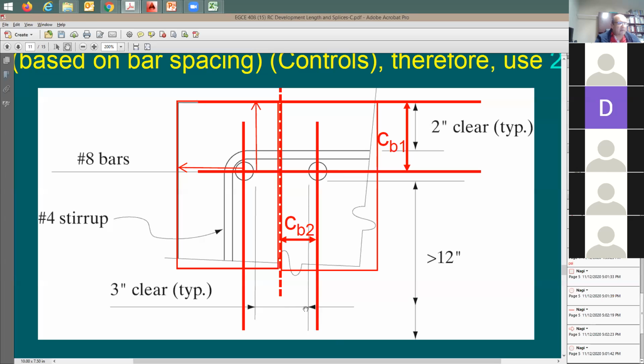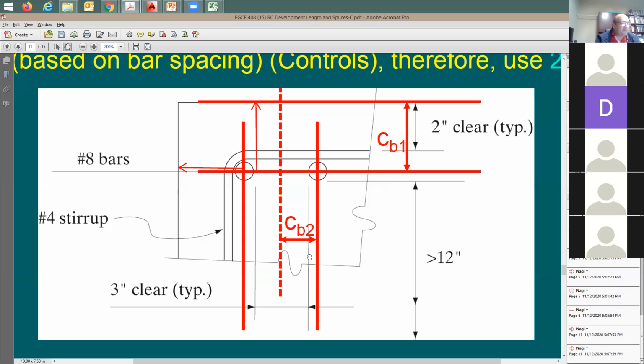Professor, so the 3 inches is the red lines, clear, right? No, look at this. 3 inch clear from this line to this line, from the face to the face. So in this case, CB2 is going to be how much? You can say it's going to be equal to 2 inches. Does it make sense? Yes, it makes sense.